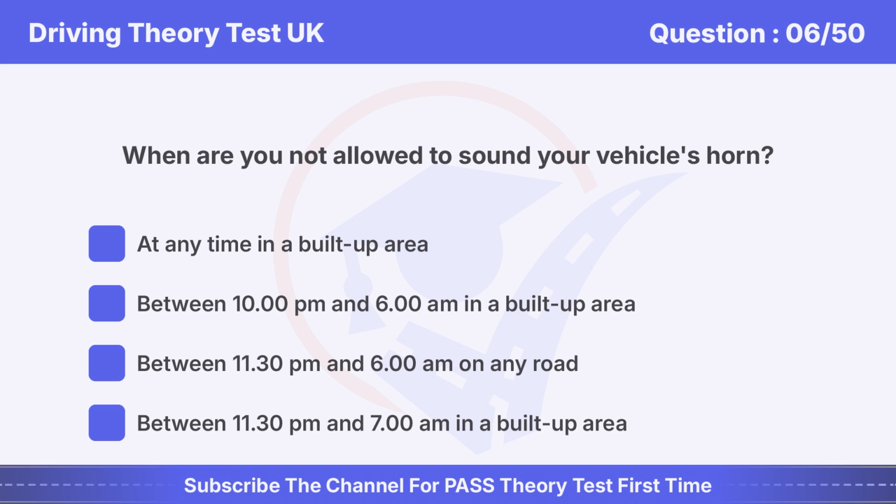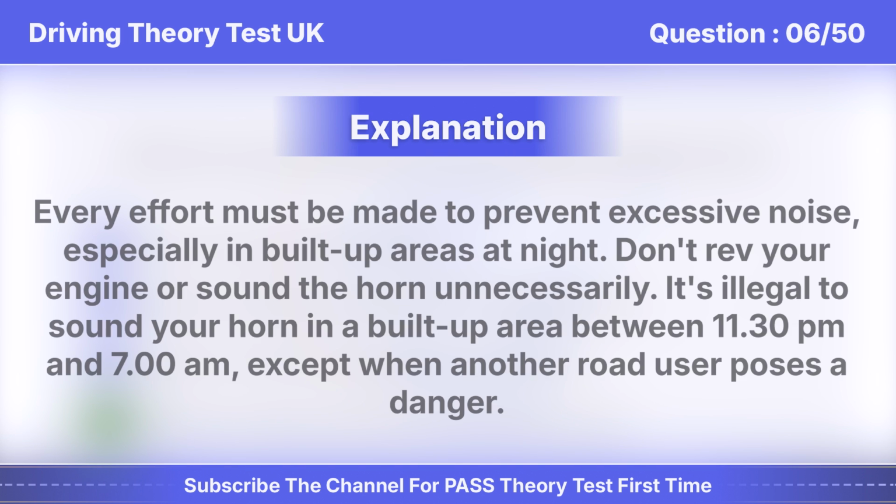Question 6. When are you not allowed to sound your vehicle's horn? Answer is D. Between 11:30 p.m. and 7 a.m. in a built-up area. Every effort must be made to prevent excessive noise, especially in built-up areas at night. Don't rev your engine or sound the horn unnecessarily. It's illegal to sound your horn in a built-up area between 11:30 p.m. and 7 a.m., except when another road user poses a danger.